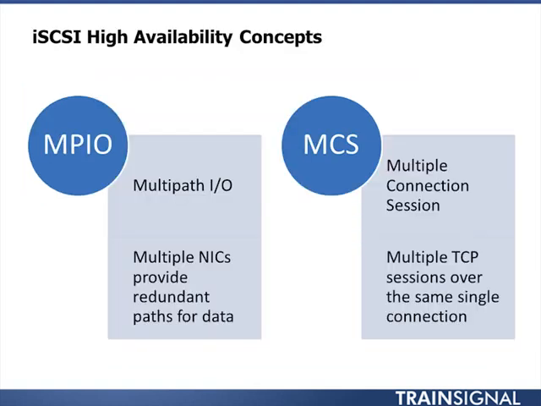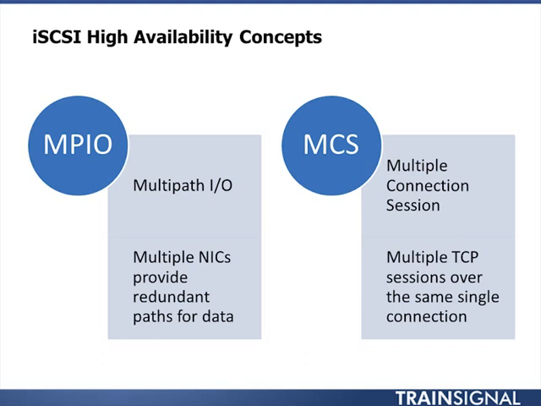If I've got a need to connect from a client to a server, I now run the interesting risk of what happens if that network connection goes down. What happens if there's a problem in that connection? And there's a couple of ways to help deal with that situation. One called MCS, one called MPIO. MPIO is, in general, the preferred approach.